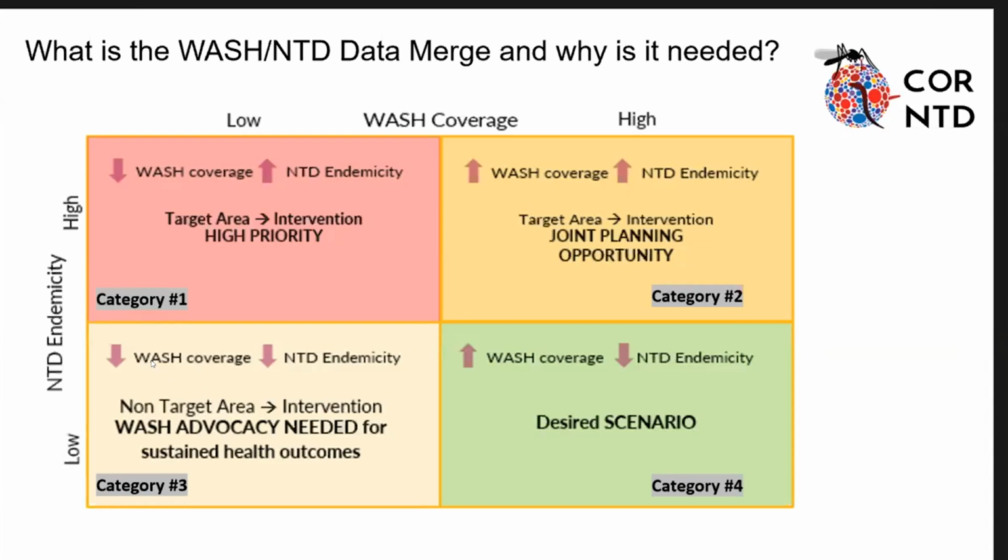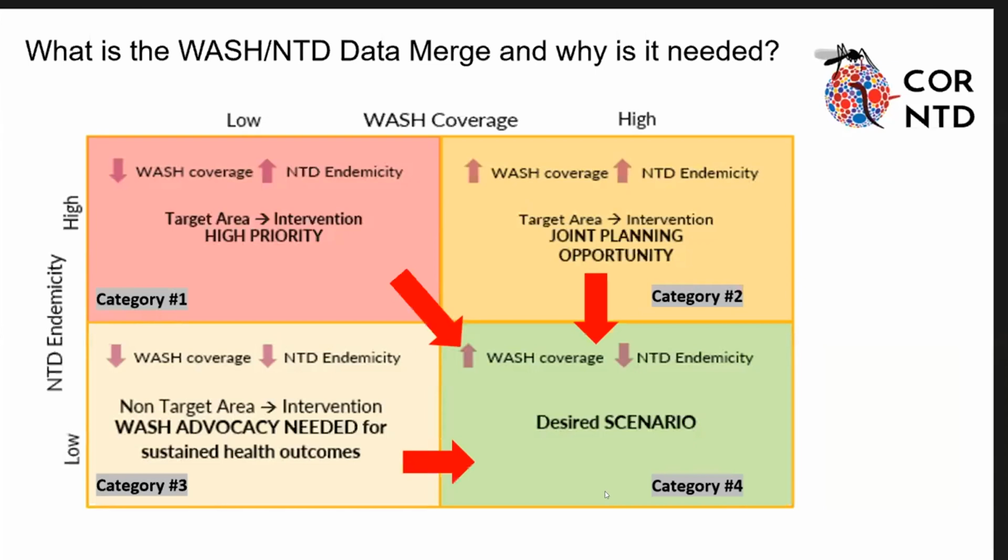Here we have, bottom left now, low WASH coverage and low NTD endemicity. While it's great that we see low NTD endemicity, perhaps some WASH advocacy is needed to make sure that the endemicity remains low. And then in the bottom right, we have our desired scenario in a very perfect world of high WASH coverage and low NTD endemicity. So again, another way of framing how we can look at the combination of WASH and NTD data.